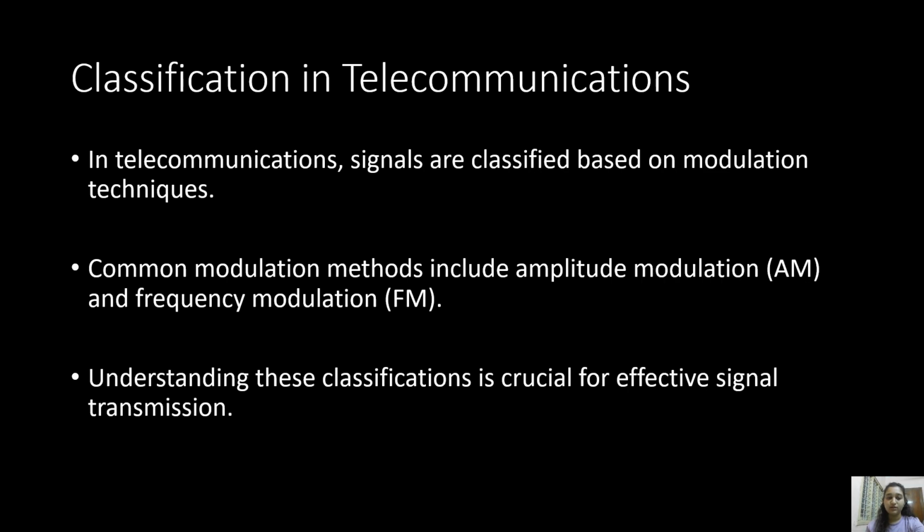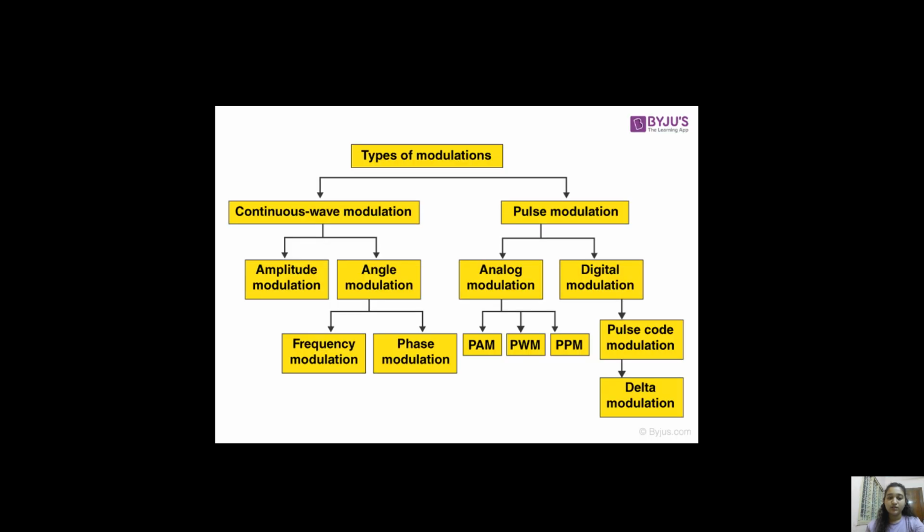Classification in telecommunication. In telecommunication, signals are classified based on modulation techniques. Common modulation methods include amplitude modulation and frequency modulation. Understanding this classification is crucial for effective signal transmission. Types of modulation. It can be classified into continuous wave modulation and pulse modulation. In continuous wave modulation, there is amplitude modulation and angle modulation. Further, angle modulation is divided into frequency modulation and phase modulation.